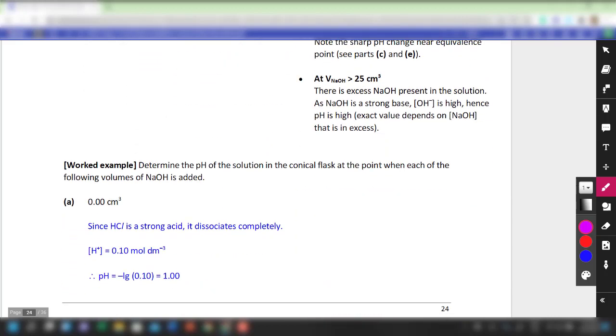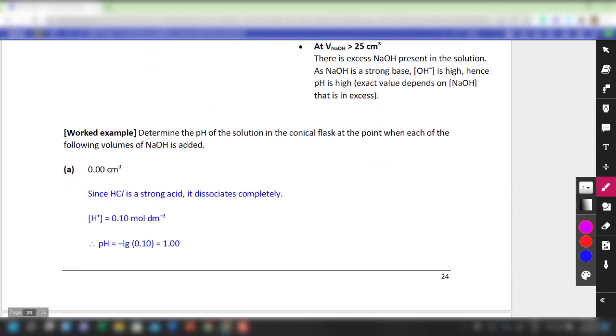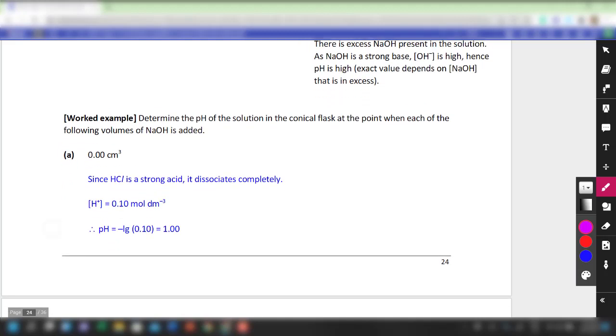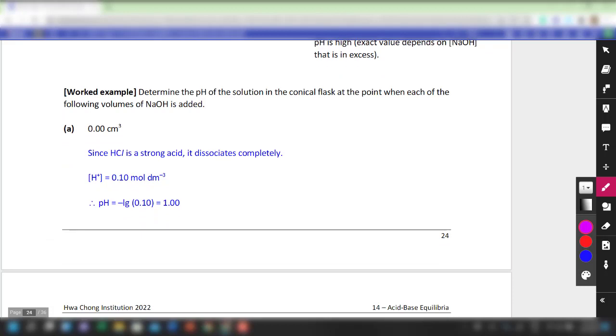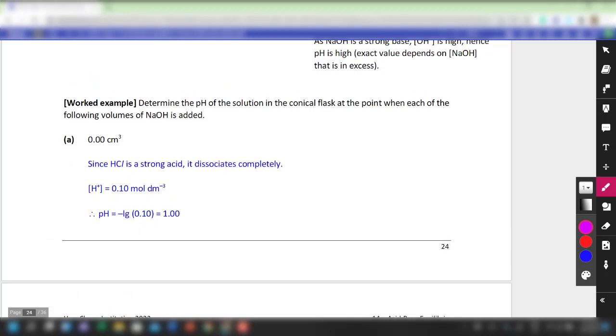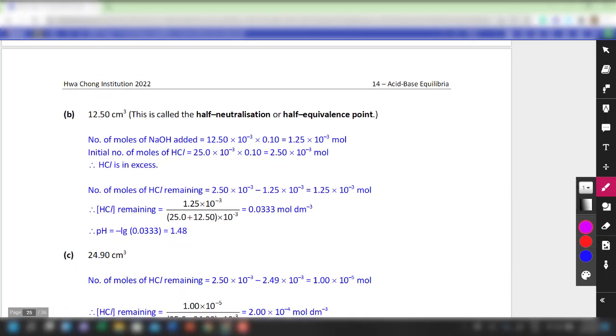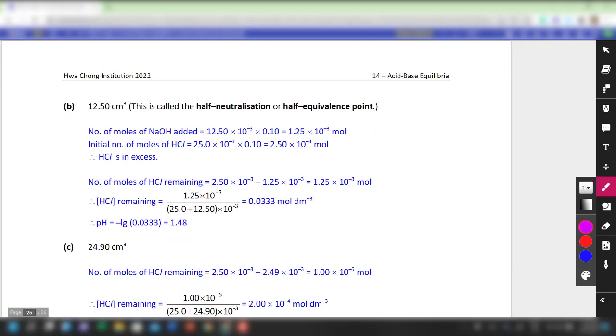So for the calculation, I think you can look at it over here. I think we have worked it out for you. HCl is a strong acid and dissociates completely, so this is what you get. And then the half equivalence point.